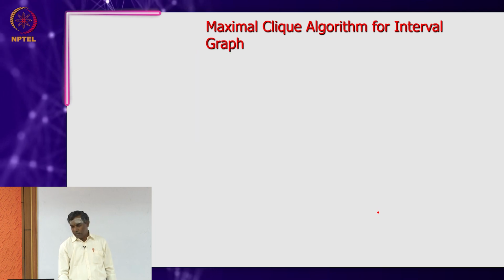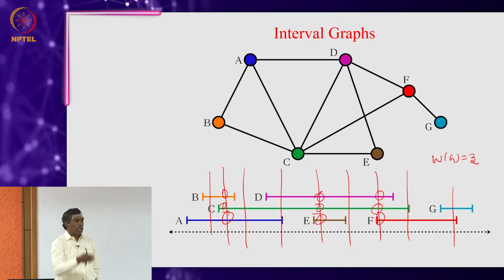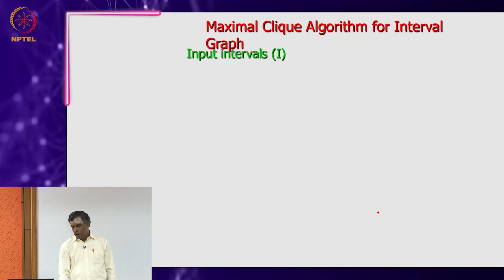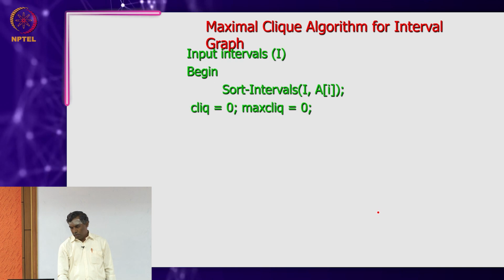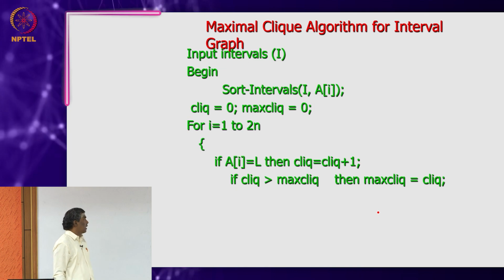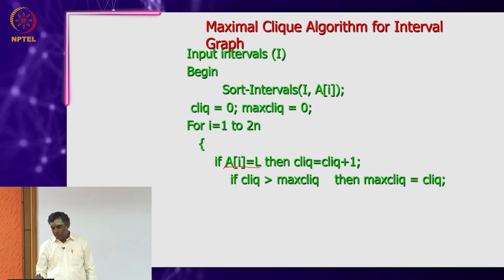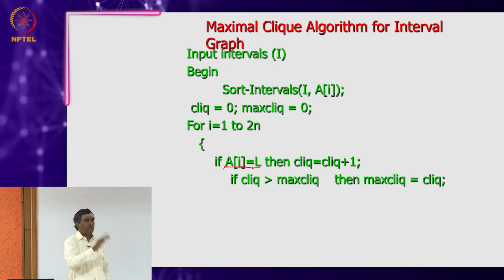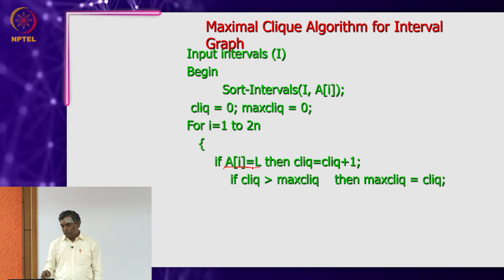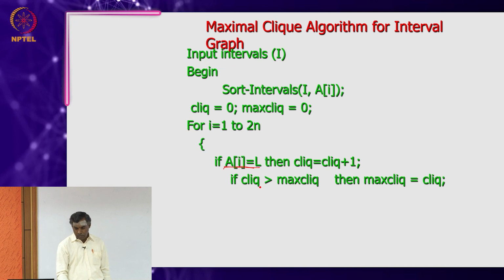I will just give a brief idea of how to find the clique. This is the basic idea. Just take the intervals and sort the endpoints based on left and right. Then you update the clique and max clique. You start with clique as 0 and max clique as 0. If the next sorted value is a left endpoint, you increase the clique by 1, otherwise you keep it as it is. If your clique size is more than the max clique, then you change the max clique to the clique, otherwise you just keep it.